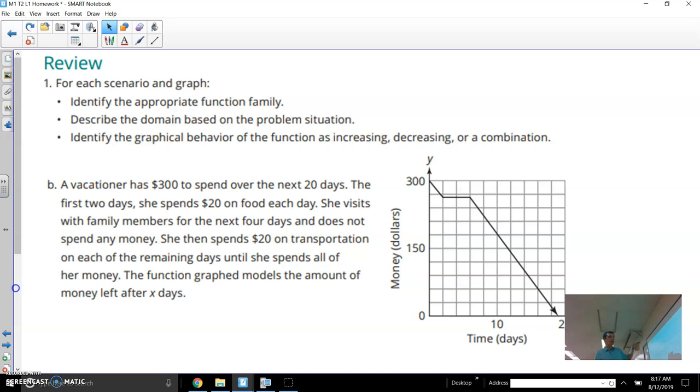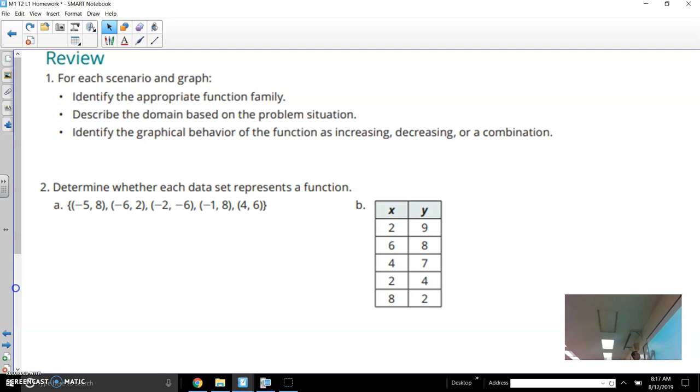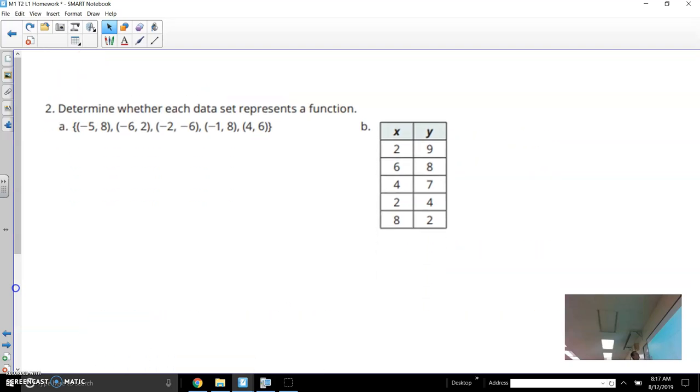Similarly, for each of these other questions, read this problem and think about which function family you'd put it under, describe the domain and range, and then try to tell whether you think the graphical behavior is increasing, decreasing, or a combination. Same thing for this last one, except we're talking about functions. So if we're thinking about functions here, and actually I don't think the directions go with this. Let me move that out of the way.